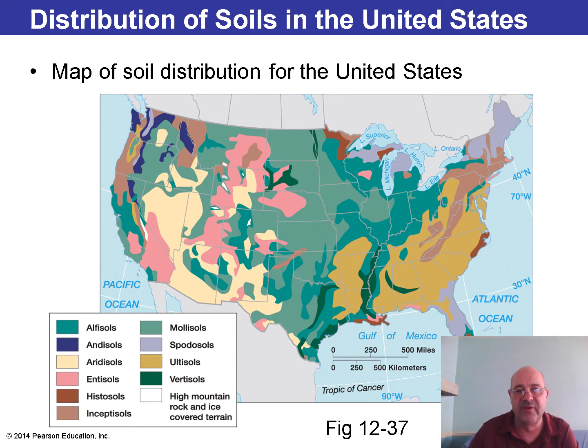And here's a map of the distribution in the United States. We have like all but 2 of them. And one of them is like ice fields. Yeah, we don't have any ice fields. Okay.